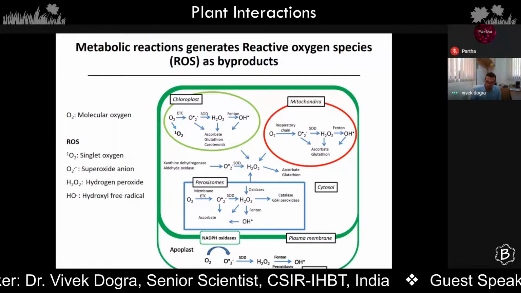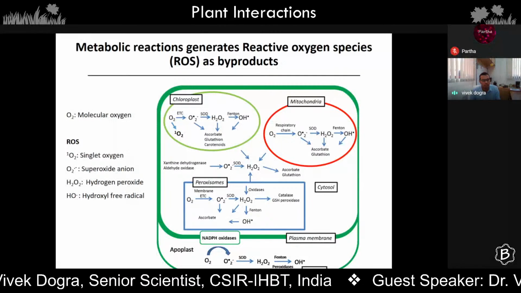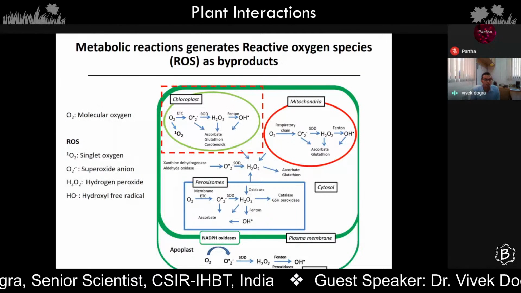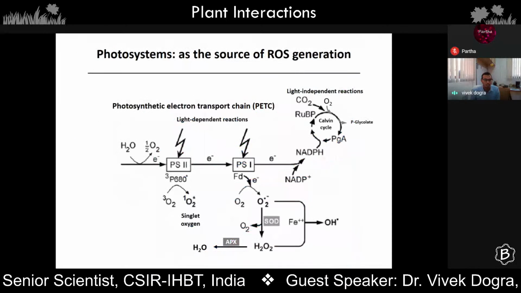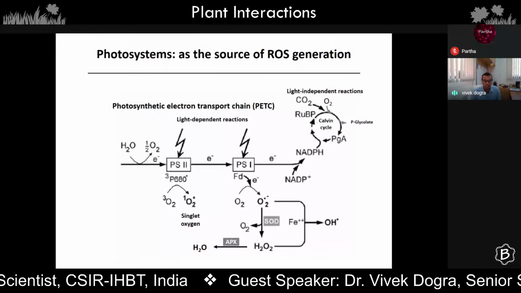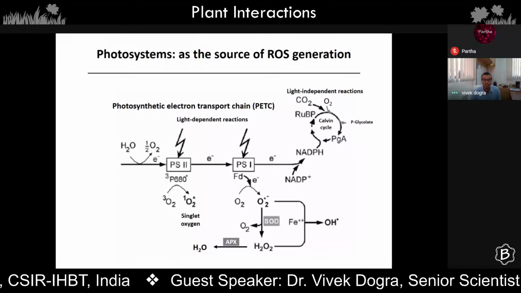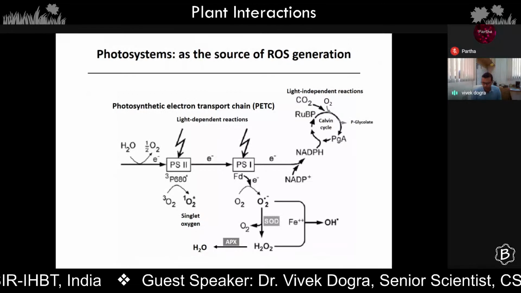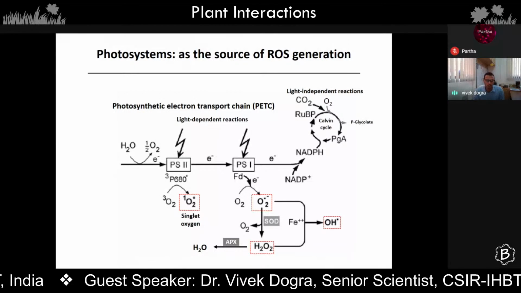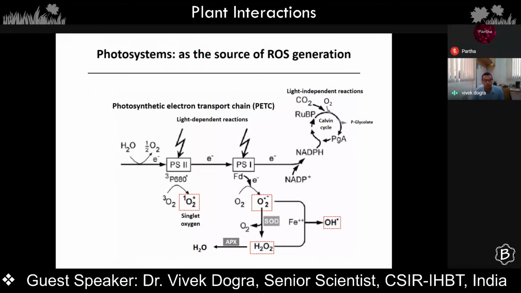When we talk about the chloroplast, we can see a similar thing happening in the mitochondria as well. But the chloroplast has more kinds of ROS than the others. Why? Because when the photosynthetic electron transport chain runs in the photosystems, 4 different kinds of ROS get formed in the chloroplast, and all other organelles have 3. The difference is the singlet oxygen.